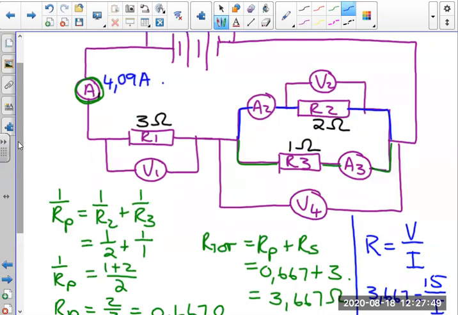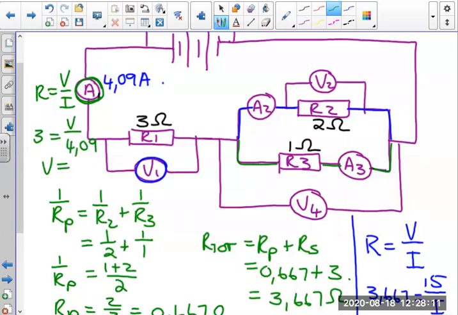Right, now we can work out V1, because now we have the current that goes through that one. To work out V1, I'm going to say R equals V over I. Resistance is 3, I want the voltage, and the current is 4.09. So the voltage for V1 is 4.09 times 3, which is 12.27 volts. So this one is 12.27 volts.